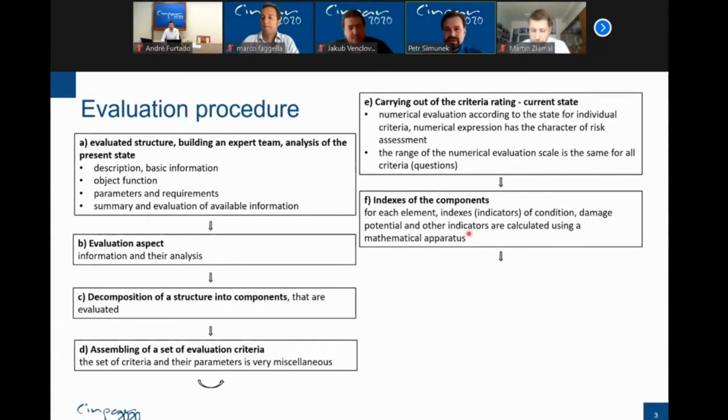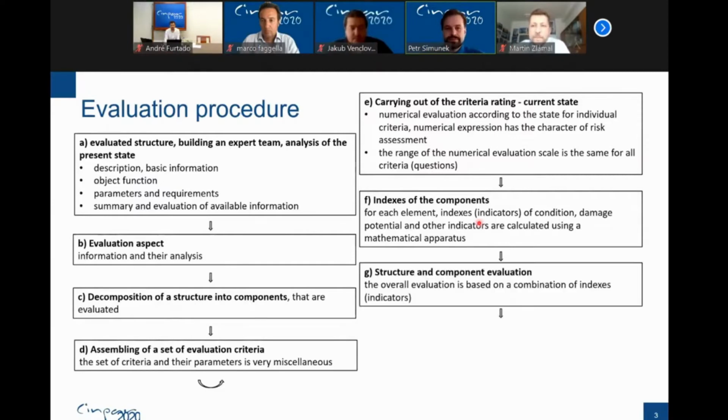Based on the evaluation criteria, indexes are calculated. I will explain afterwards the meaning of the indexes. These indexes determine the current state of the building, the risk of the damage, and the economic, safety and other impacts of a component damage. We also use the risk matrix for the expression of the economic and the safety impacts to the whole evaluation.